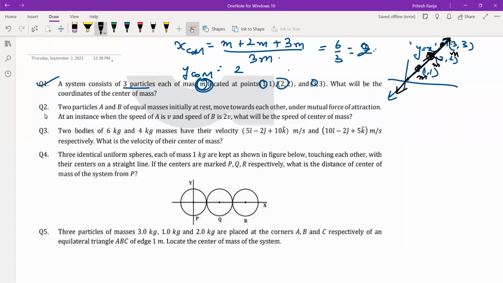So all will do number 2 now. All will do number 2, guys. Whoever gets the answer, let me know that.